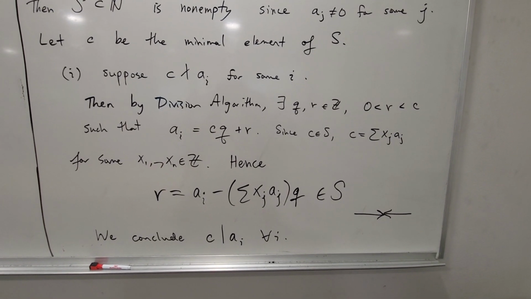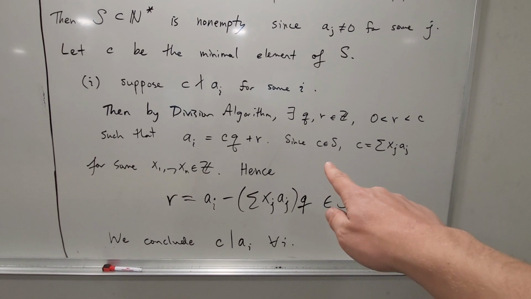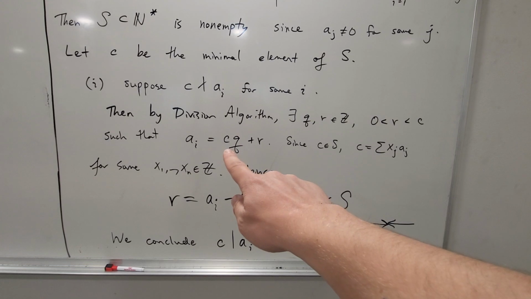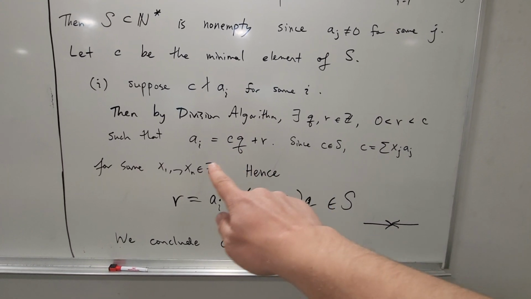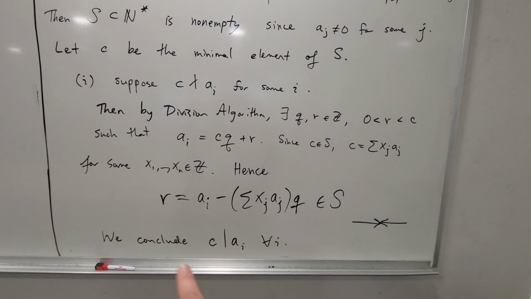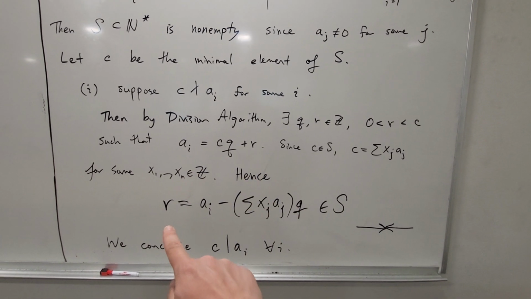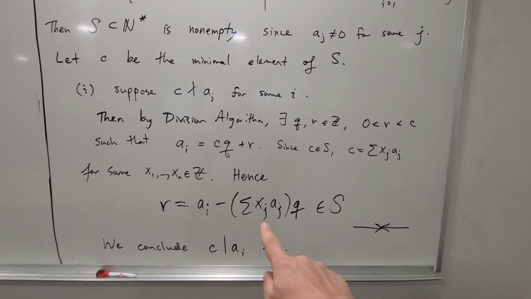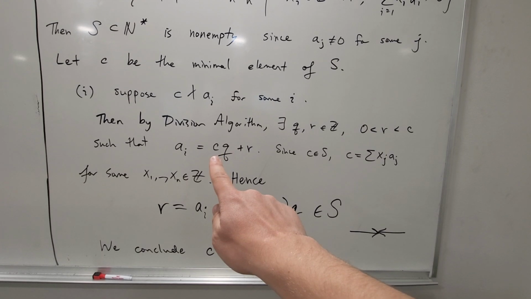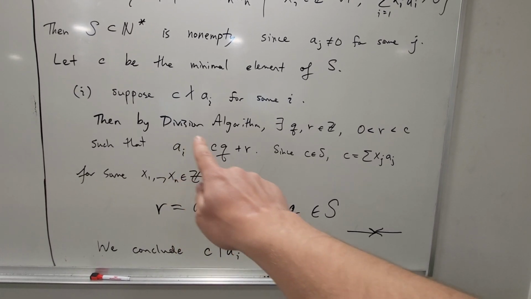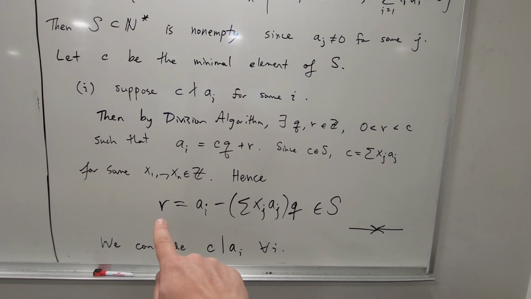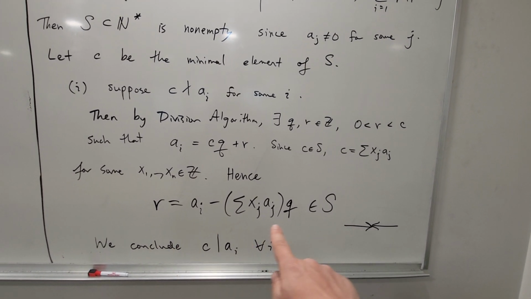Now, since c is a linear combination of the a_i's, we can replace c in this equation with the linear combination itself, and then subtract this term cq to the left-hand side. So that's what I've done here, and what that means is we can express r as a linear combination of the a_i's. Because c is a linear combination of the a_i's by assumption, and this is just 1 times a_i, and so therefore we can express r as a linear combination of the a_i's.